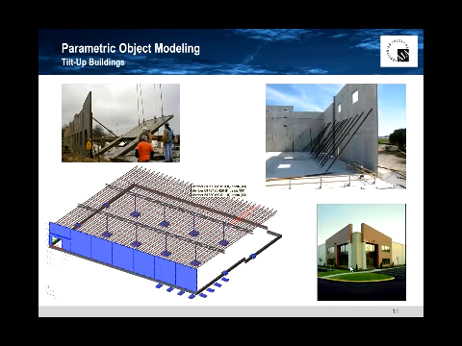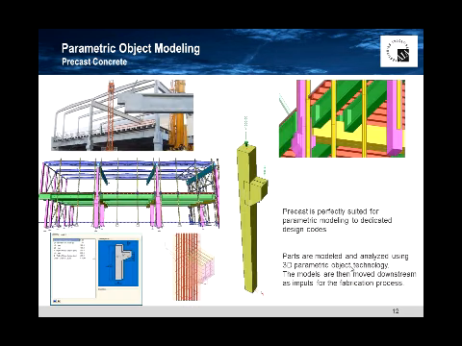Tilt-up is another area where software companies are addressing the needs of the market with parametric modeling technology. It's very easy to create parametric rules to design the wall panels, for example. And precast is a vertical market that lends itself very well to parametric design. Here, precast members can be modeled parametrically to meet design codes. Then, the model can be used as the inputs for fabrication.